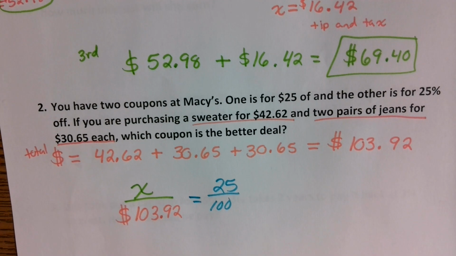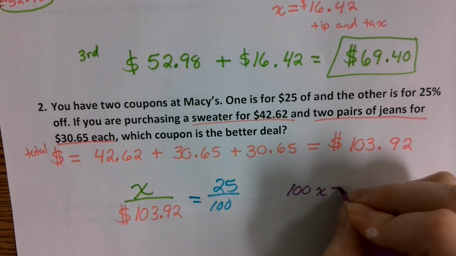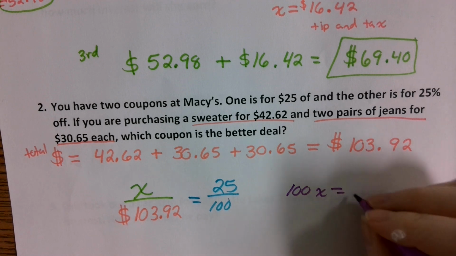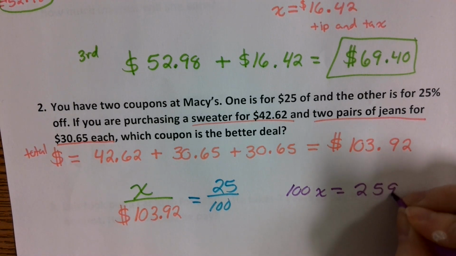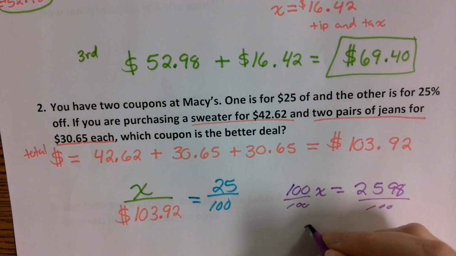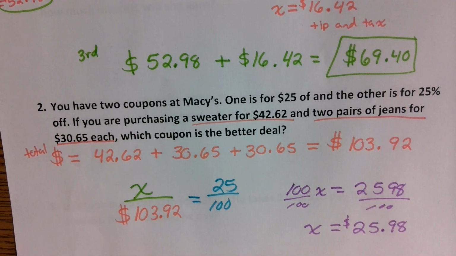And then we do our cross product. So that's going to give us 100X. When we multiply 103.92 times 25, that comes out to 2,598. And then we divide both sides by 100. And we'll get that X is going to come out to $25.98.